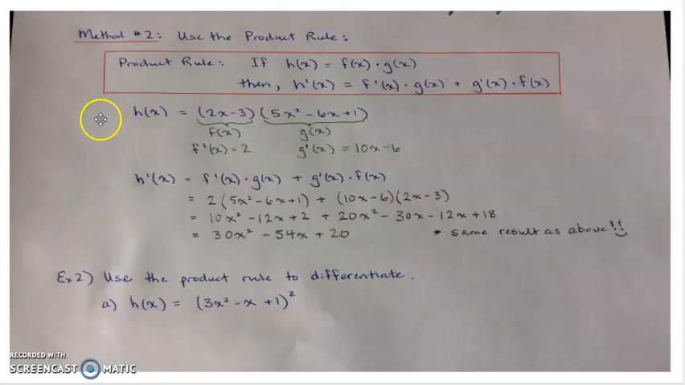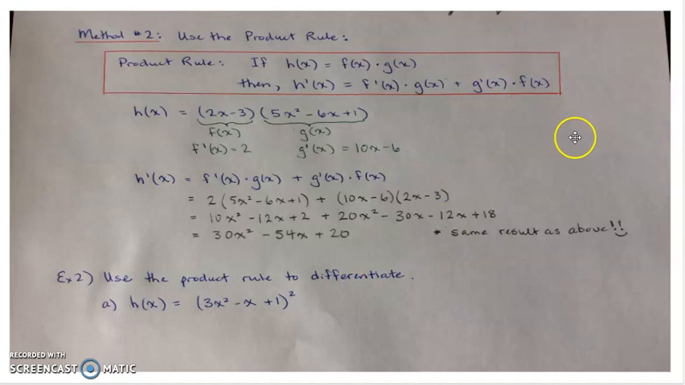All right, what I have here is that my f prime of x is 2, times the g of x, which is 5x squared minus 6x plus 1, plus the derivative of g of x, which was 10x minus 6, times the first function f of x, which is 2x minus 3. Which then when you expand and simplify, you end up getting the same result as we had above.